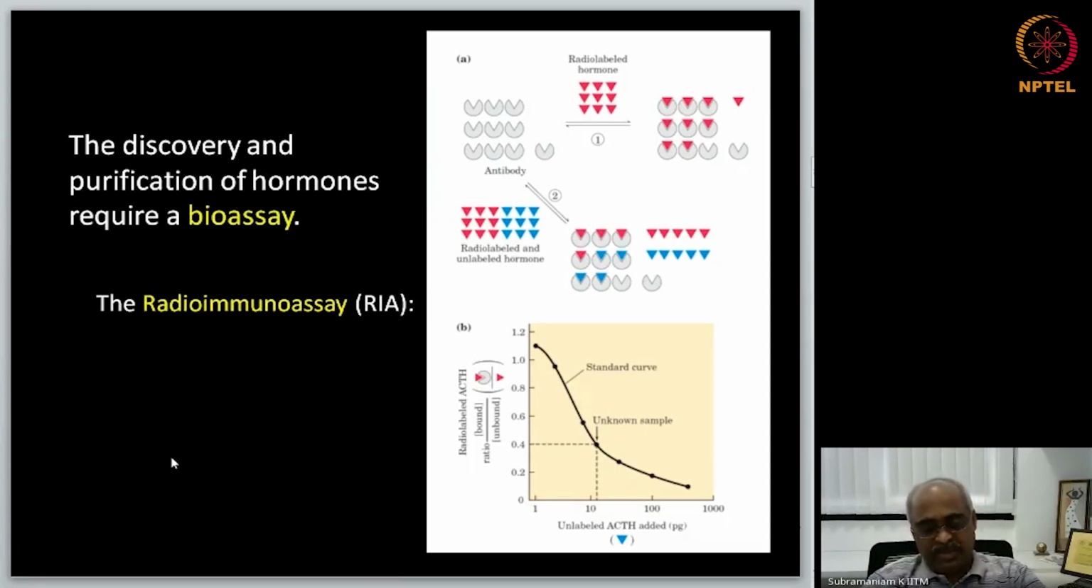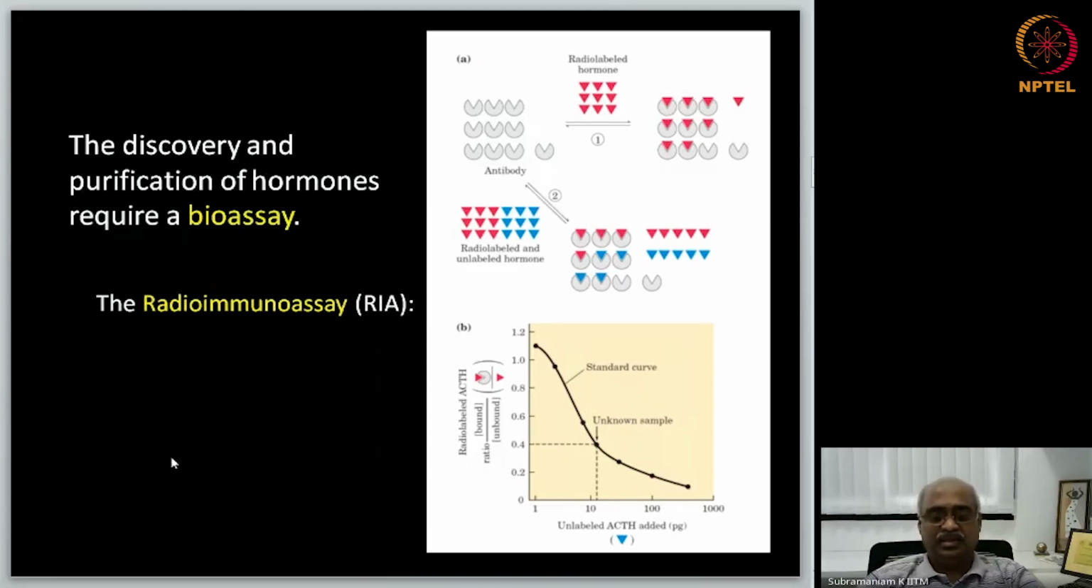Okay, so along the way, we were talking about assays: how do you assay for a hormone? The assay I was briefly describing, particularly in this insulin purification, is based on the activity of the hormone, based on the biological activity. And that is a bioassay.